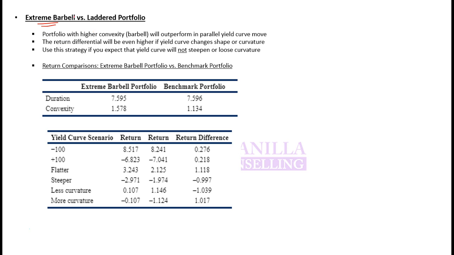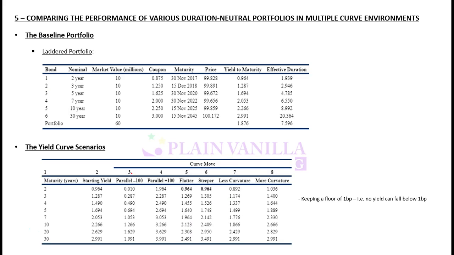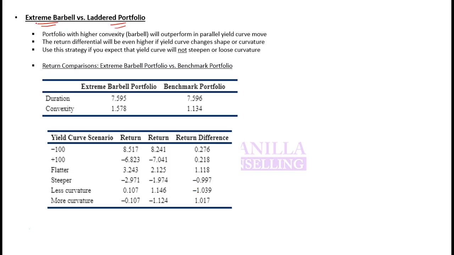So first, comparing extreme barbell versus ladder portfolio. Scenarios are clear, right? Simple scenarios. This is a parallel downward shift, parallel upward shift, flatter, steeper curve, less curvature, and more curvature. So extreme barbell versus ladder portfolio. The portfolio with higher convexity will outperform in a parallel yield curve move. So when the yield curve moves, which portfolio outperforms? The portfolio with higher convexity outperforms. And which portfolio among these two has higher convexity?